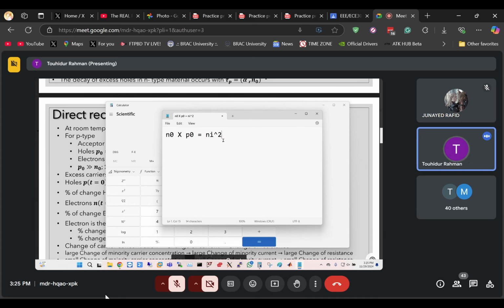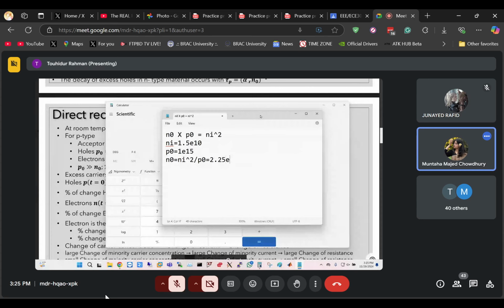But anyway, so this is our equation. And you are absolutely right. Ni will be equal to 1.5 E10, and P0 is equal to, can someone tell me what is P0? I don't remember. Sir, it's 10 to the power 15. 1 E15. Okay, so N0 should be equal to Ni divided by P0. Can someone tell me what would be the value for that? Sir, 2.25 E5.